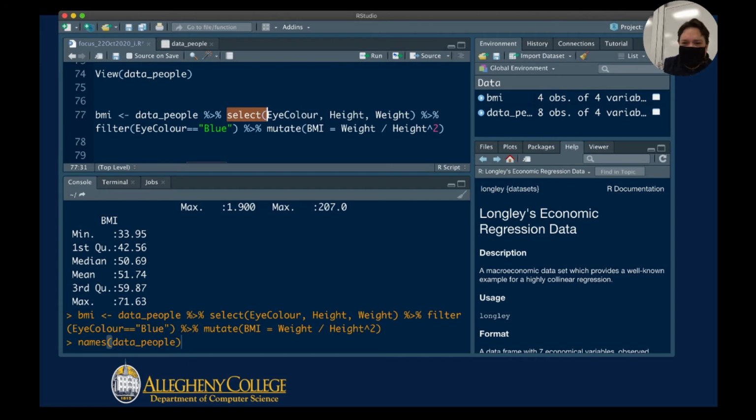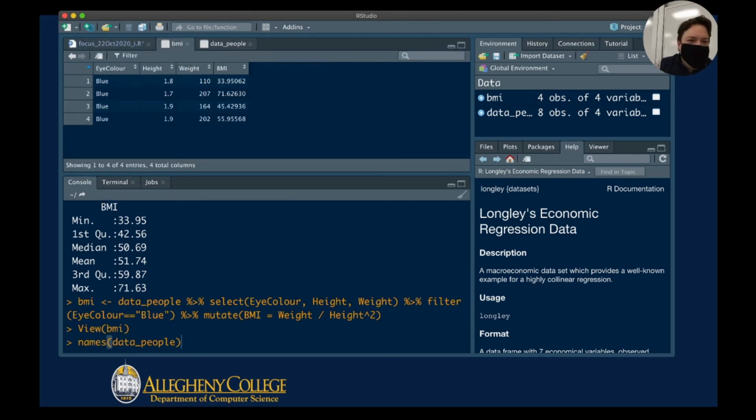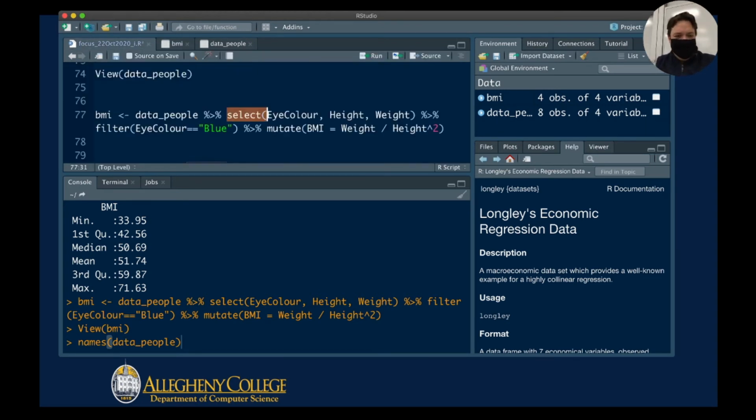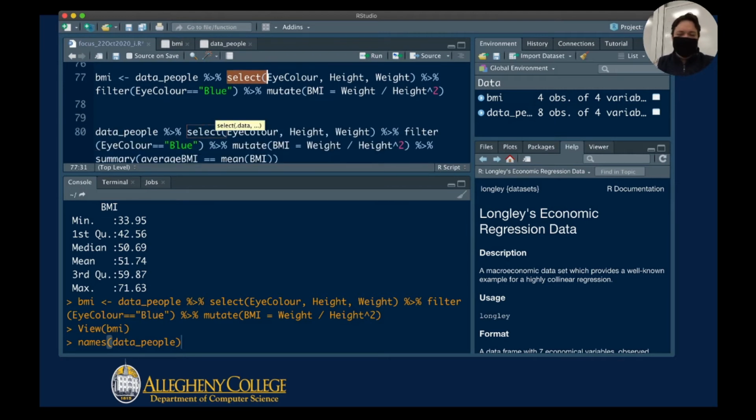So if I go ahead and click on my data, you can see that what I get is eye color, which is something I selected, height, which is something I selected, and then weight, which is the last thing I selected. This BMI, this is what I calculated, and that was our 1.8 over 110 times 110, and that math gives me this value here. So now I've been able to create this new column of data, which is the BMI, and it was relatively simple to do.